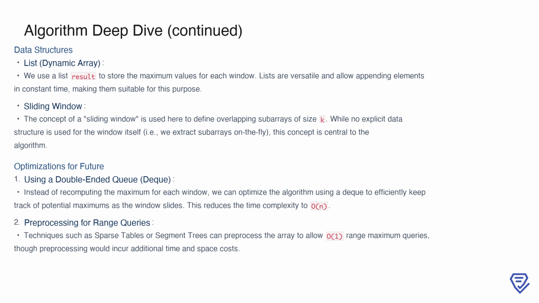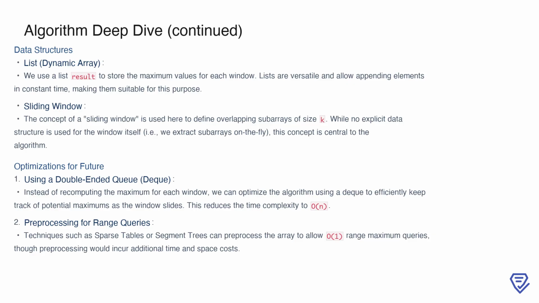While the brute force method works, there are optimizations that can drastically improve performance. One such optimization involves using a double-ended queue, or DEQ. A DEQ allows us to efficiently track potential maximums as the window slides, eliminating the need to recompute the maximum for each window. This reduces the time complexity to O(n).